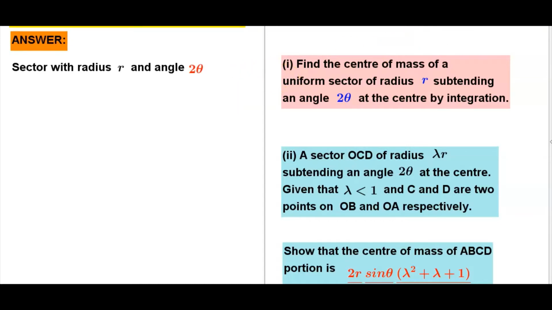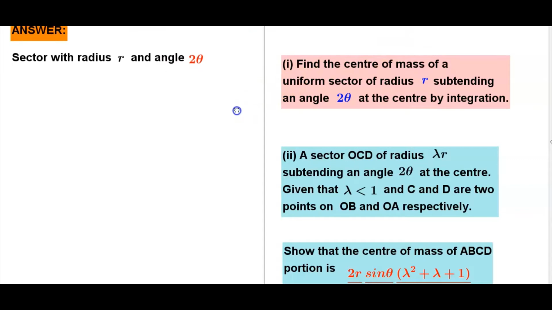First part. Find the center of mass of a uniform sector of radius r subtending an angle 2 theta at the center by integration. The sector with radius r and angle 2 theta is in the diagram. We want to find out the center of mass of this object.